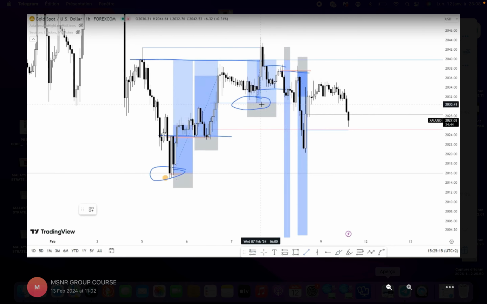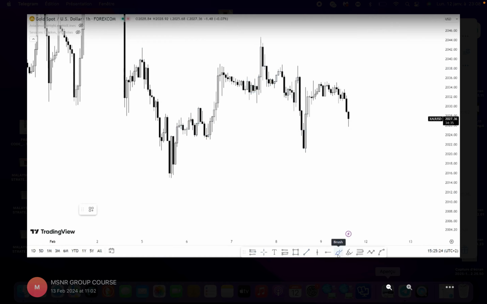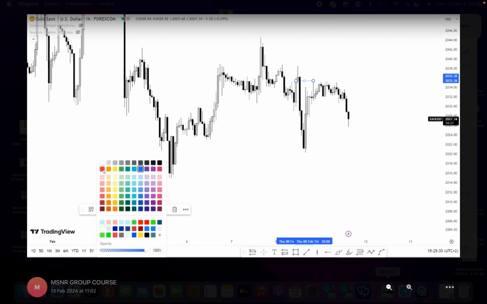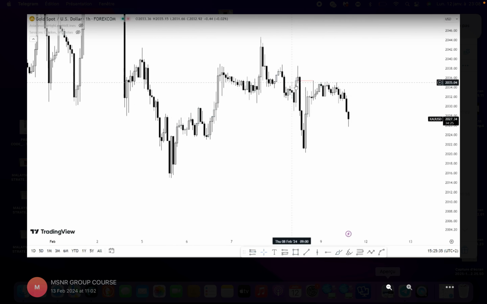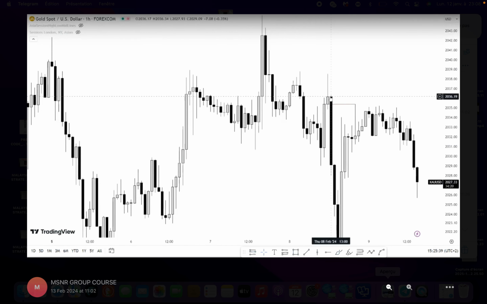It was an area of support, but just let me remove everything. I want to show you something real quick. This area right here, right? Let me mark it with red. This area right here was an area of support, right? This was an area of support.